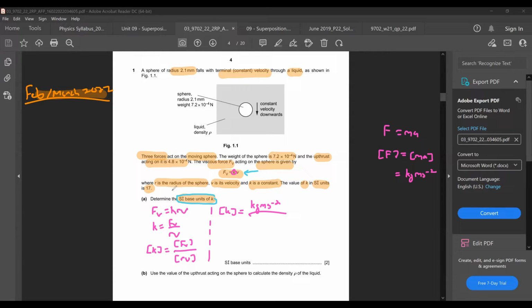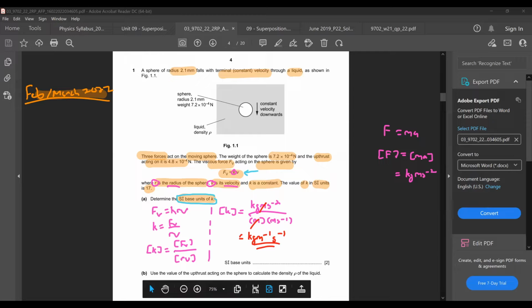And then the unit of R, what is R here? R is the radius, so it will be meter. Then V is the velocity, so it will be meter per second. So all you just need to do from here is to simplify it. Meter and meter will cancel off. Then second power -2 minus -1. Eventually you will get the answer is kg per meter second -1. And this one should have been the answer for this.